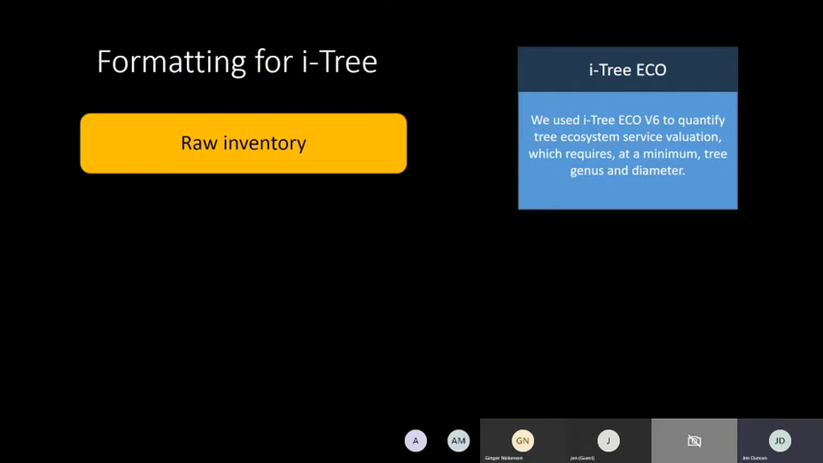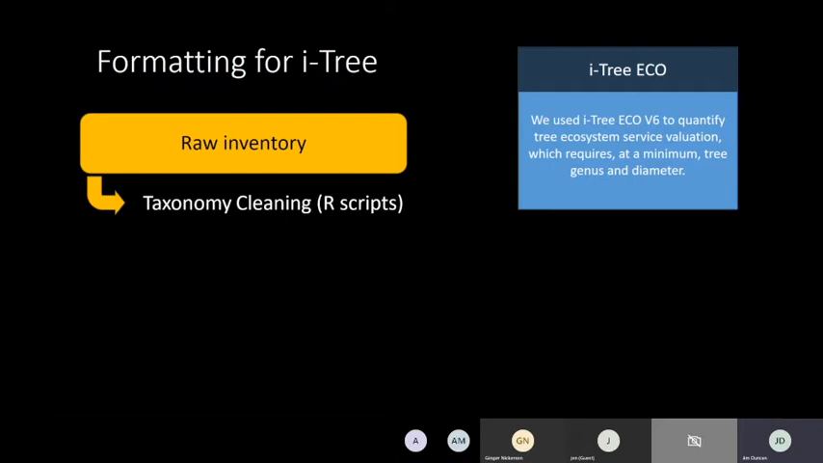So to get it ready for iTree, we had to do a fair bit of work from the raw inventory data. We'd start out with actually cleaning the taxonomy. So we would run it through an R package called Taxonomy Cleaner that will do a very good job of matching up either common names or scientific names or even, in some cases, tree species codes from USDA plants to a known taxonomic authority. We use the Integrated Taxonomic Information System.